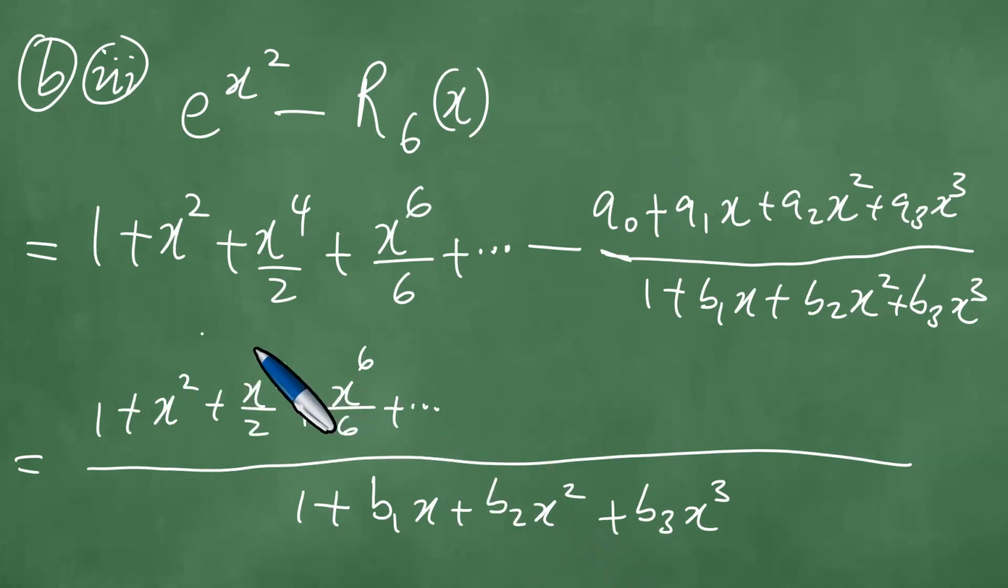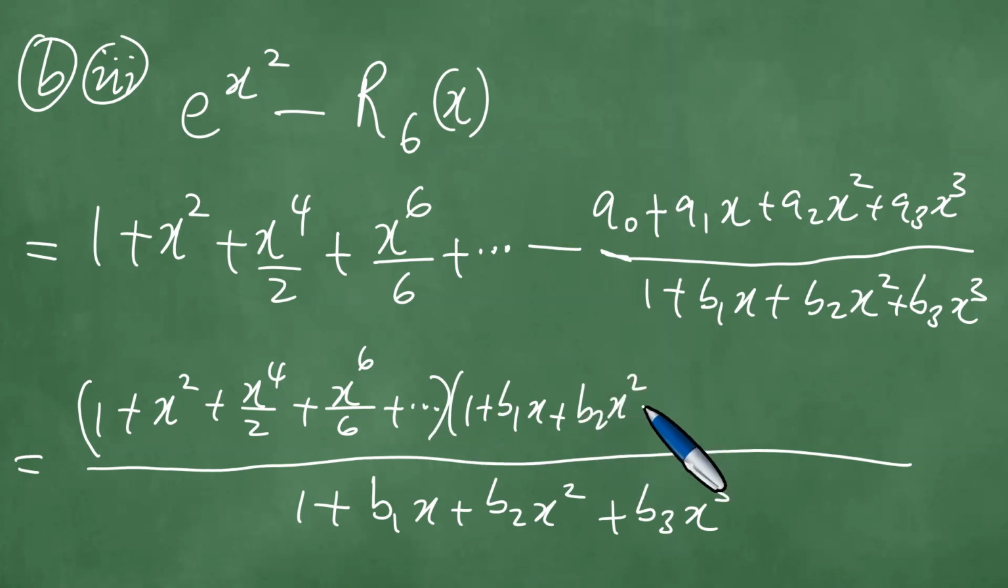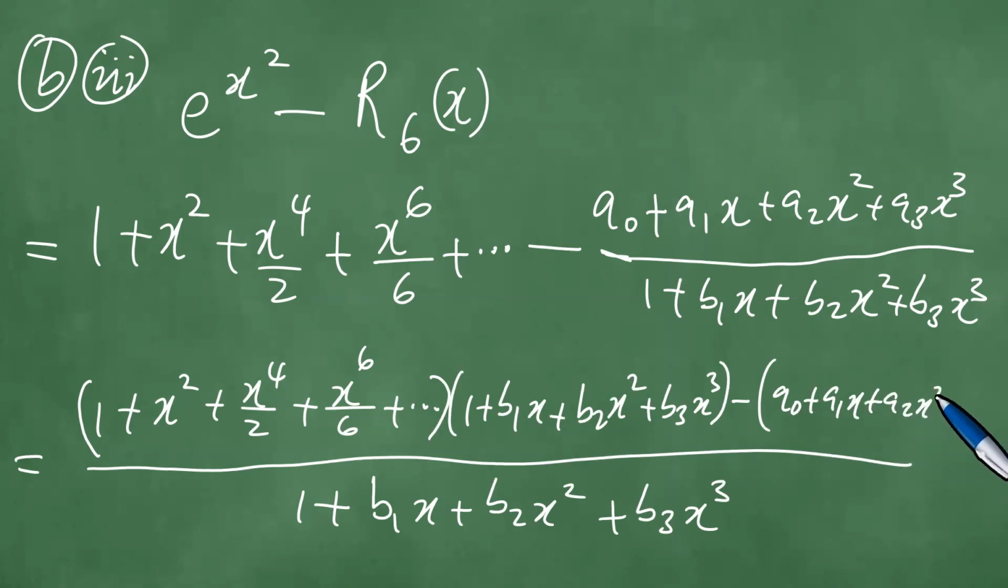Right, so if you take the LCD of these, this is out of 1, so you'd have that it would be this into this, 1 plus b1x, so plus b2x squared plus b3x cubed, minus a naught, a1x, a2x squared, a3.